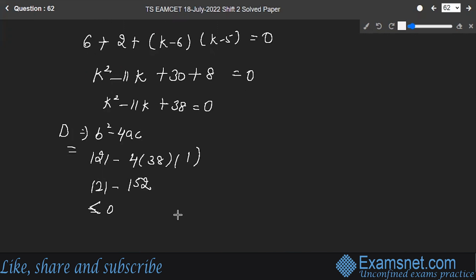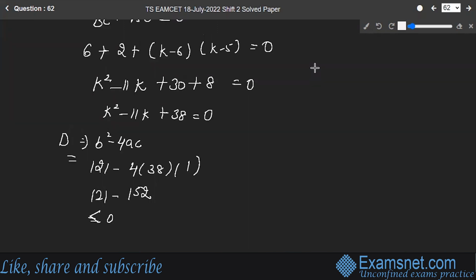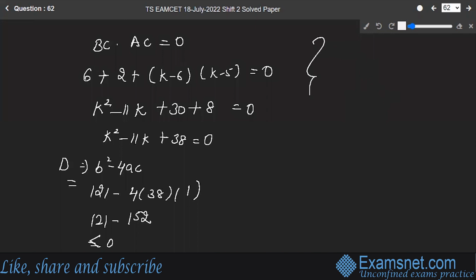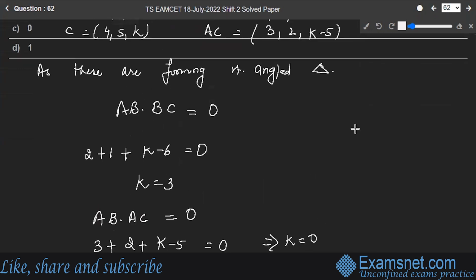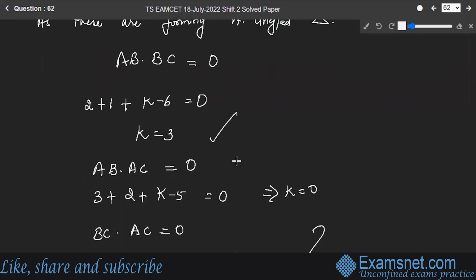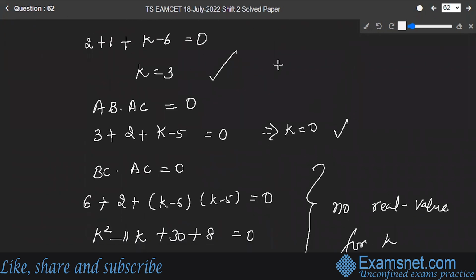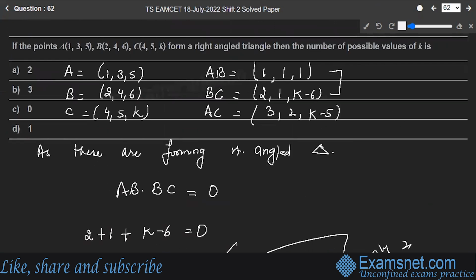So therefore, this one does not have any real value for K. No real value for K is possible here. So that means the number of possible values of K is only 2, this and this. So these are the only 2 possible values, correct? Let's see, we have option A as the correct answer.